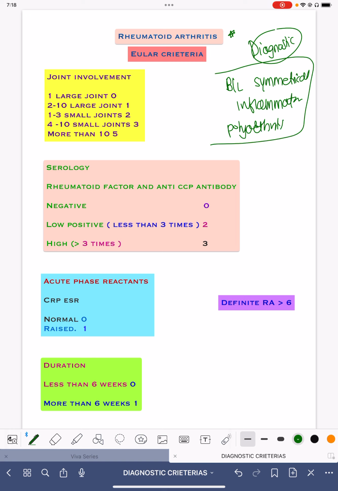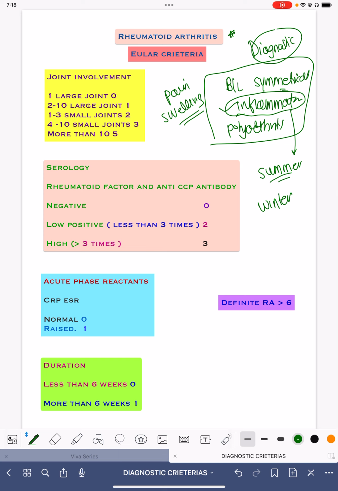Whenever we call it bilateral, it has to involve both sides, meaning bilateral upper limb or lower limb. It has to be symmetrical, meaning it has to involve both sides. It has to be inflammatory. Inflammatory means there should be pain and swelling. Since it is an inflammatory disorder, it usually gets relieved in summer season. The pain is slightly better in summer, whereas it markedly increases in winter season where the temperature is less.